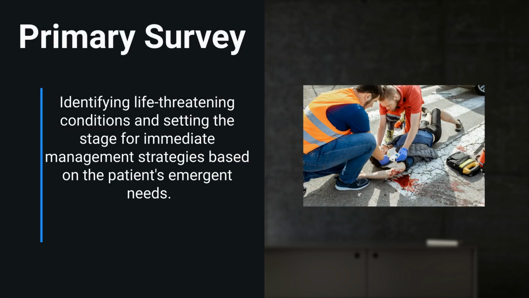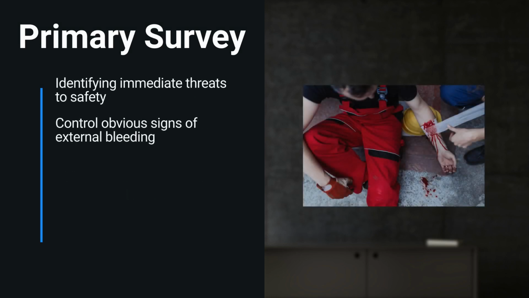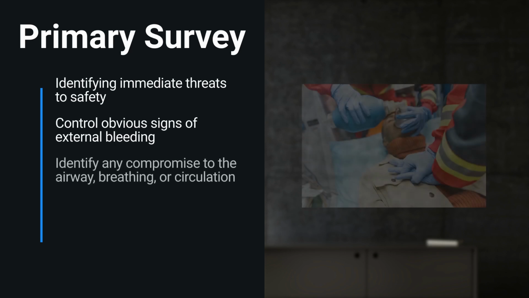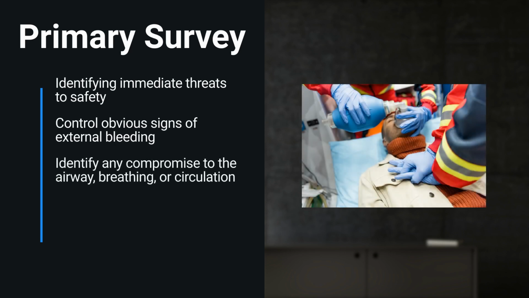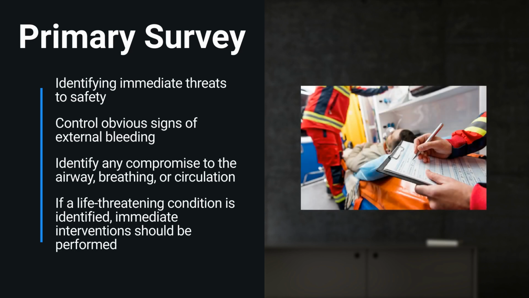The primary survey is a critical phase, identifying life-threatening conditions and setting the stage for immediate management strategies based on the patient's emergent needs. To determine the patient's status, providers should follow this systematic approach. 1. Identify immediate threats to safety. 2. Control obvious signs of external bleeding. 3. Identify any compromise to the airway, breathing, or circulation. 4. If a life-threatening condition is identified, immediate interventions should be performed, and the remaining history can be taken later. If no life-threatening conditions are present, continue with the development of your differential process.